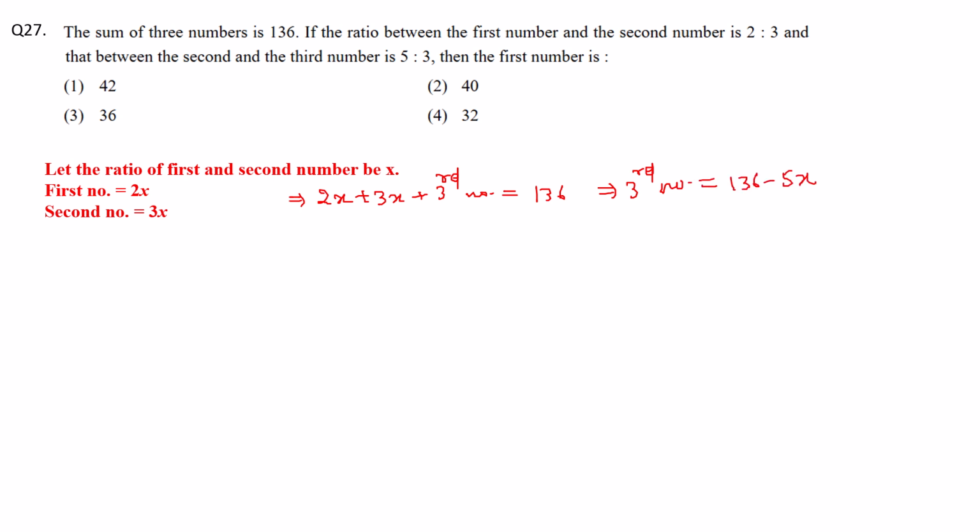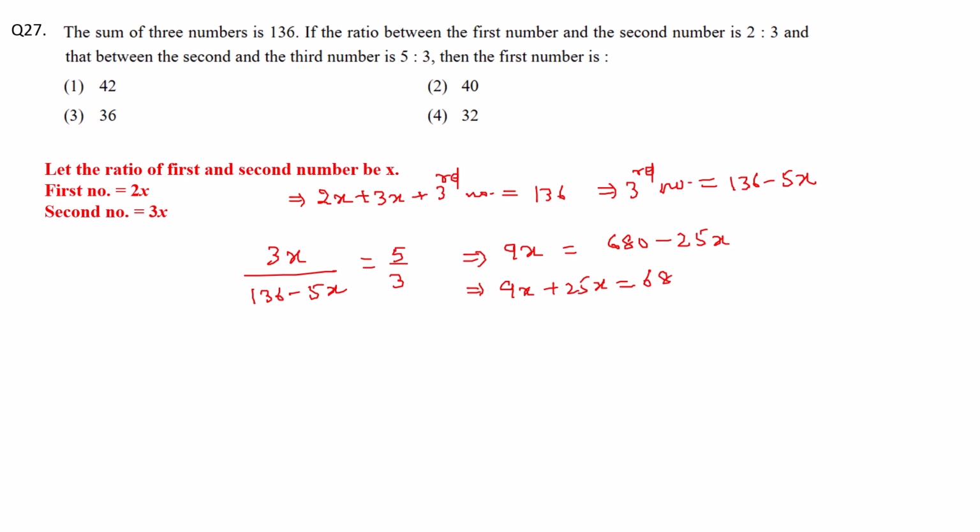Now from the second statement, it says ratio of second and third number. So second number is 3x, third number is 136 minus 5x, and this ratio is equal to 5 by 3. Let's solve it. Cross multiply. So 9x equal to 136 into 5, which will give me 680 minus 25x. Next, 9x plus 25x equal to 680. So 34x is equal to 680.